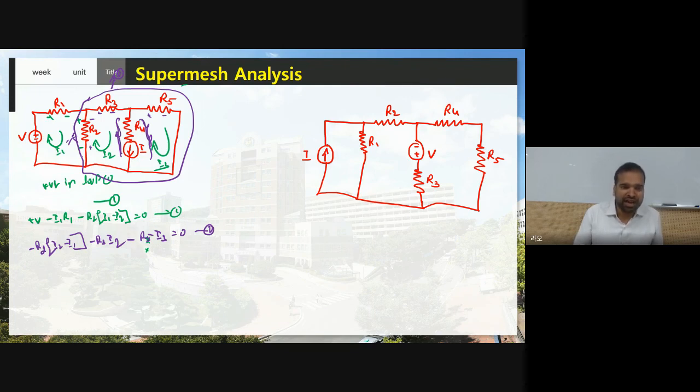Then see, we have 3 loops, but we get only 2 equations. Then how to get the third equation? From the current source you should get it. So the current source is equal to what? The difference between two mesh currents.